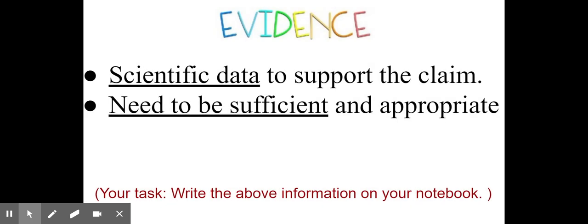Evidence is the scientific data to support a claim, like why you say it will not be a snow day tomorrow. It needs to be sufficient, meaning it needs to be enough to support the claim, and also appropriate, meaning it needs to be relevant to the claim. Please also write this part in your notebook.